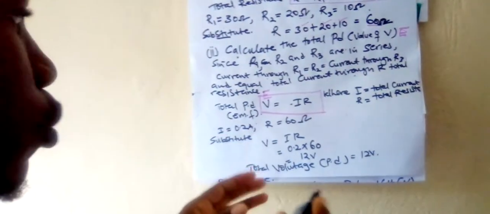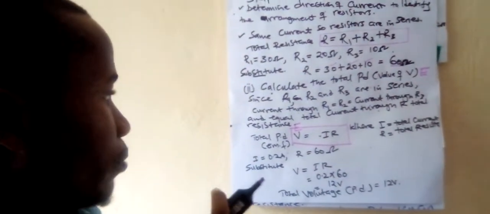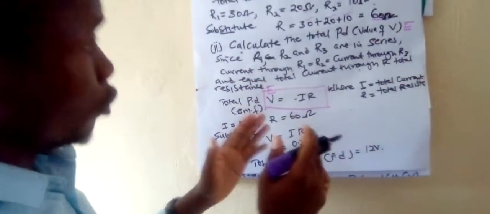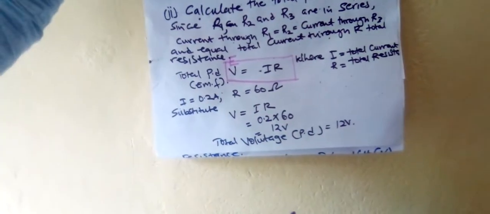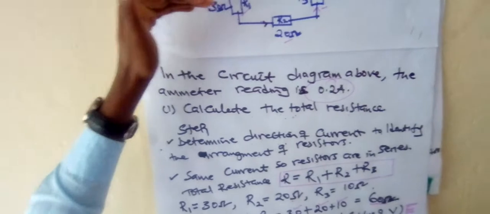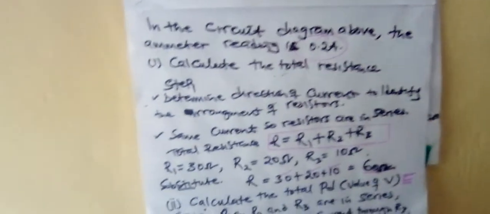whereby we are talking about the EMF supplied by the battery. We are going to assume that in this case the internal resistance is too small to be considered. We shall not talk about it. So we shall assume that the EMF equals the PD, and it will be the summation of these individual PDs.